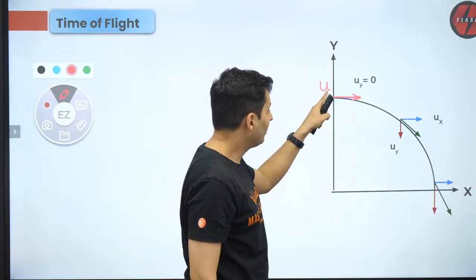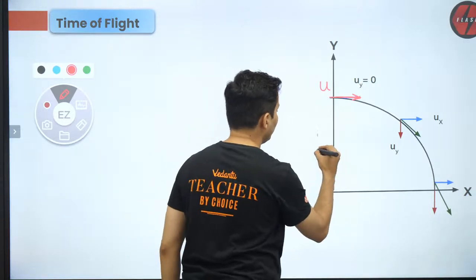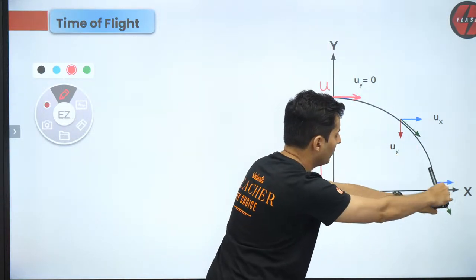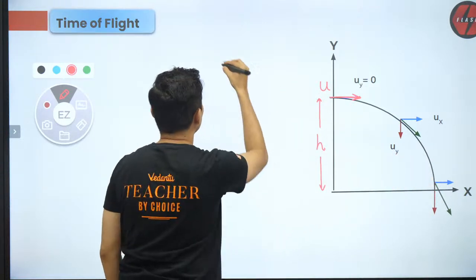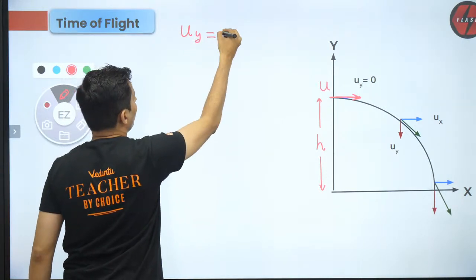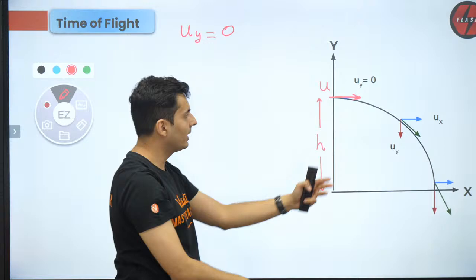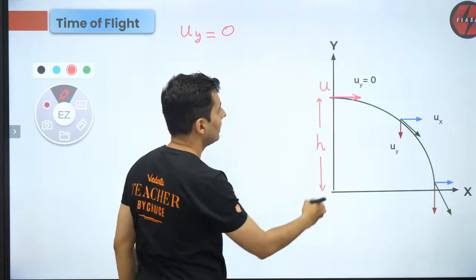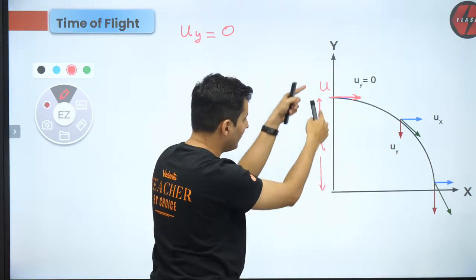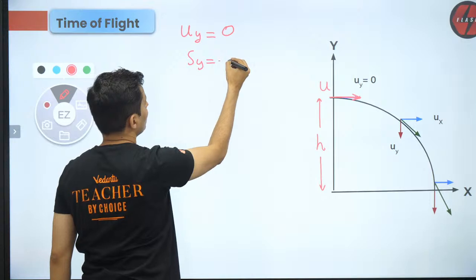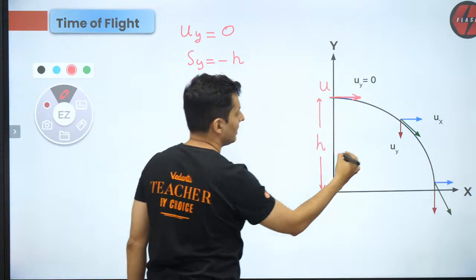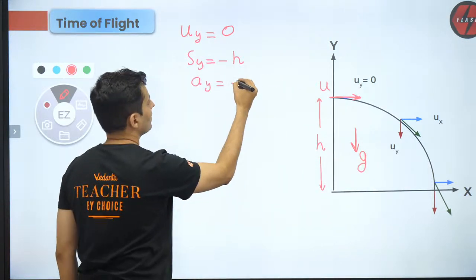When you want to find the time of flight and you already know the height of the tower from where you are kicking the ball to the ground, you know many things in the y direction. Uy is 0, because you are projecting it horizontally, so there is no vertical velocity. Because y is positive up and x is positive towards the right, the displacement is negative. Displacement is minus h. And acceleration, because it is accelerating downwards, is plus g.